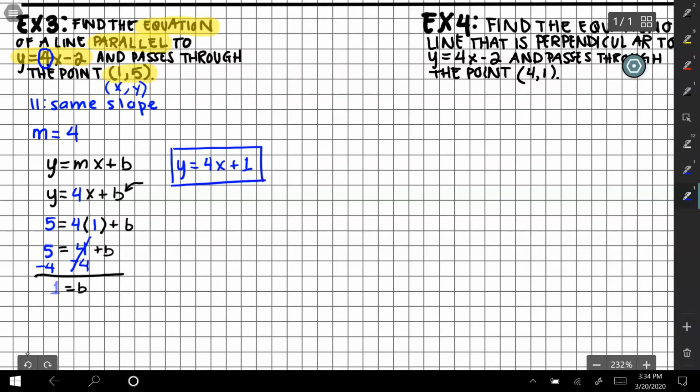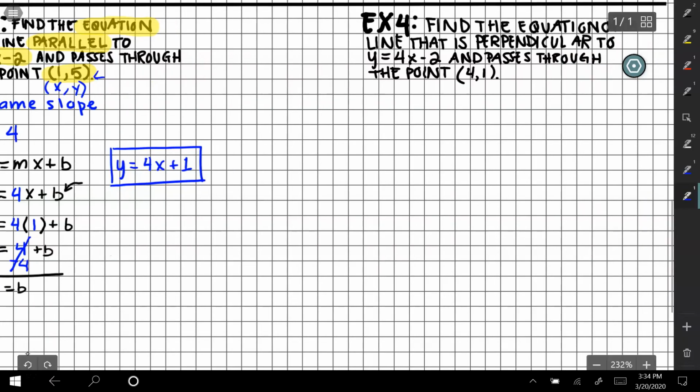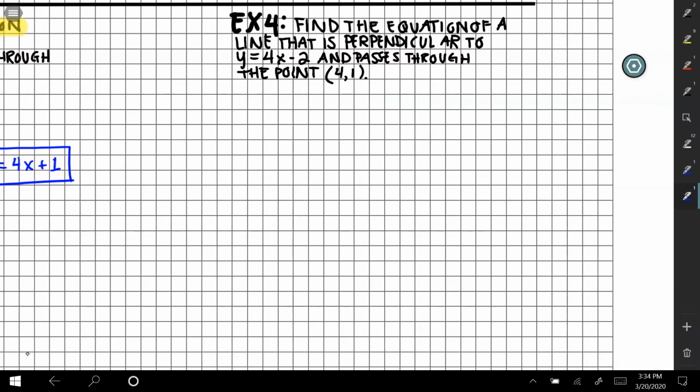So the line y equals 4x plus 1 is parallel to y equals 4x minus 2, and will pass through those 2 points. Alright, so now we're going to look at example 4. So now we're going to find the equation of a line. So we're still looking for an equation of a line that is perpendicular now to y equals 4x minus 2 and passes through the point 4, 1.